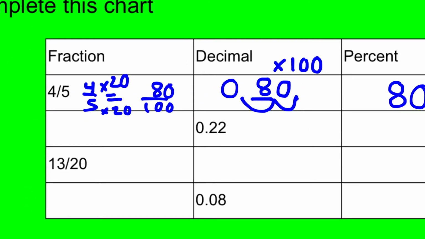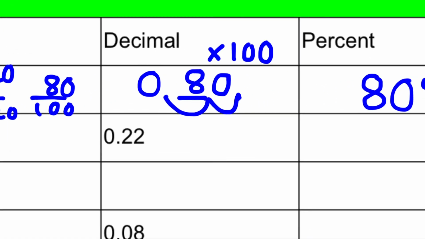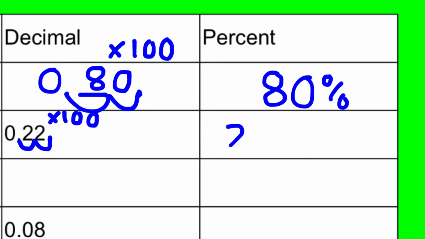Okay. The decimal, 22 hundredths. Well, to make that a percent, I mentally multiply by 100, which shifts the decimal over 1, 2. Which means the percent is going to be 22%.